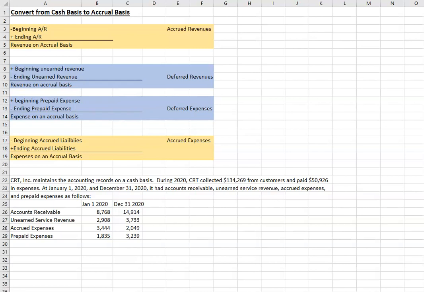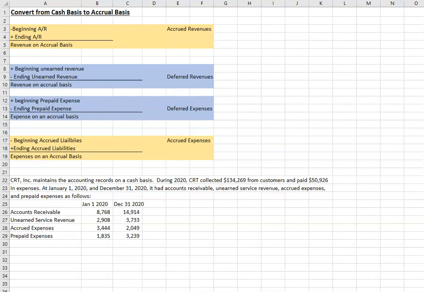Hi, my name is Sheree Bergeron, and this video is going to show how to convert from cash basis to accrual basis. So in this problem, we have CRT, and they maintain their records on a cash basis, and we want to see what our income would be on an accrual basis.